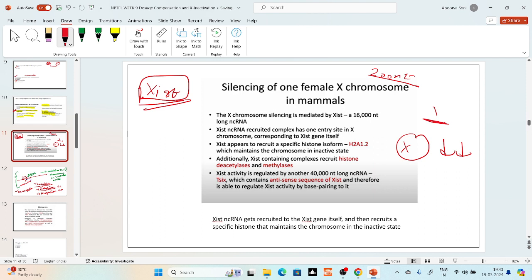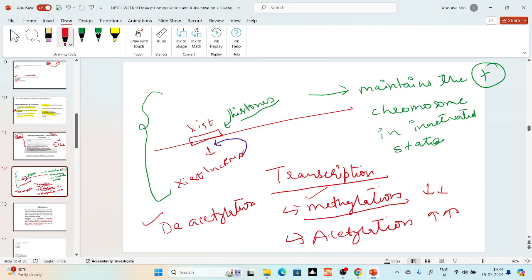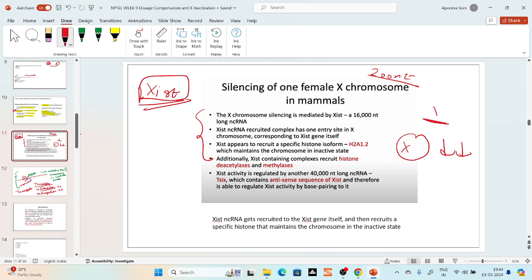So this Xist act, is this clear? Up till here, is it clear how this Xist is silencing the expression of one of the X chromosomes? Is it clear to everybody? Okay, fine. We have studied that this Xist will produce a long non-coding RNA, and this long non-coding RNA will go back to its own gene, and by going back to its own gene, it will recruit some histones, and these histones maintain the chromosome in inactivated states. Alternatively, it also does what? That it also recruits complexes which deacetylate and methylate the histone proteins, and therefore this X chromosome is inactivated.